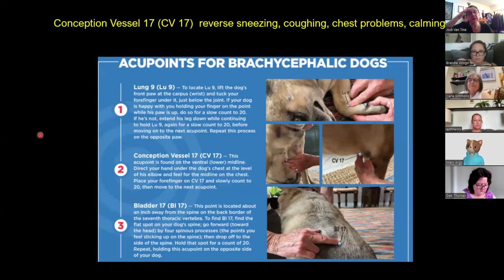I had a hard time finding a picture of conception vessel 17. This is the conception vessel point that I wanted to talk about. I found it on a picture for acupoints for brachycephalic dogs. I thought that was interesting because this is a point that I talk to clients about a lot for reverse sneezing.